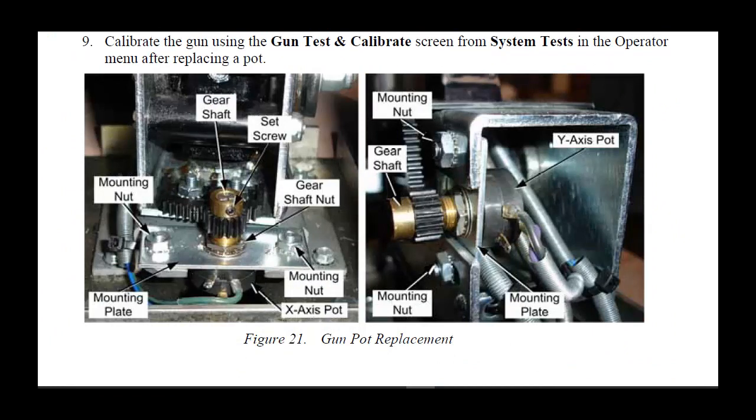On the base of the gun we have the mechanism for moving X or moving Y. Y is up and down, X right and left. As we see, we have two small resistors and a small gear, as we see here.